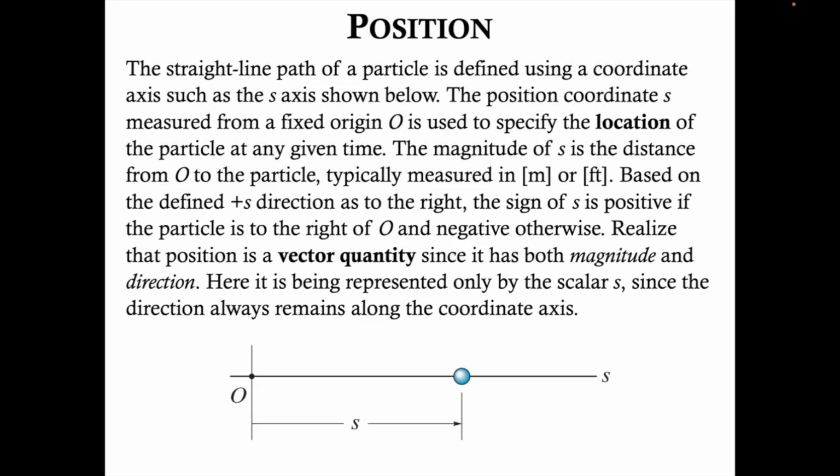Realize that position is a vector quantity since it has both magnitude and direction. But here it's being represented only by the scalar s, since the direction always remains along the coordinate axis. And of course, s can be positive or negative, but it never comes off of this coordinate axis. So in this case, this particle here has a positive value of position because it is currently located to the right of point O in the direction of positive s.